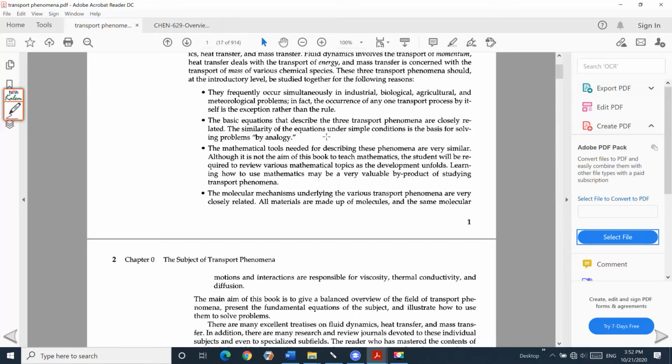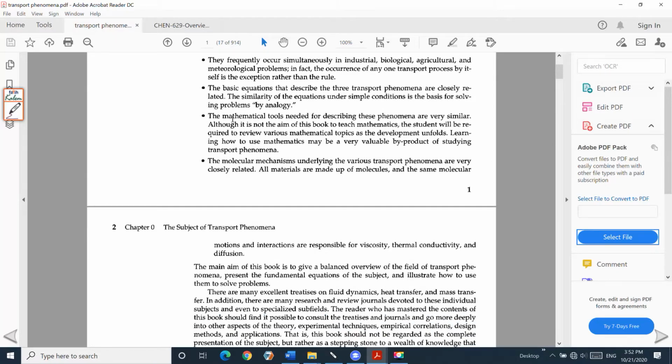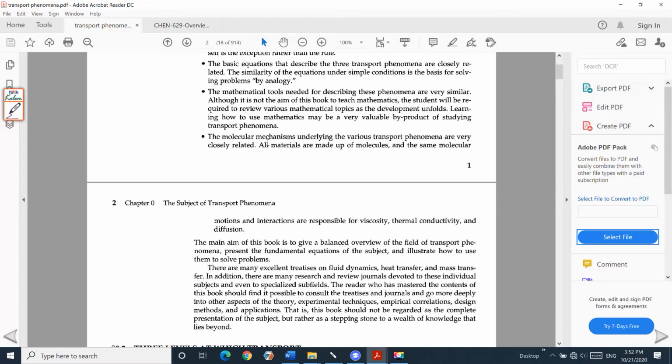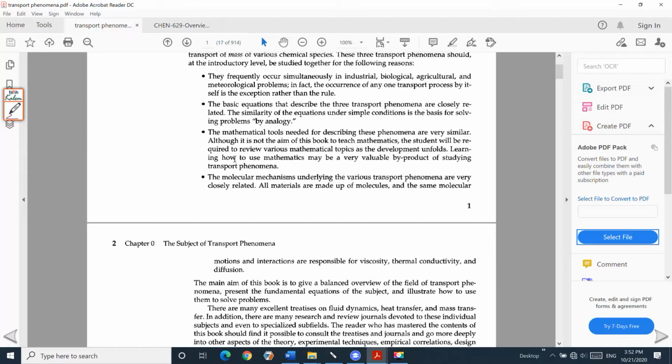And the second reason, the basic equations that describe all these three transport phenomena, mass, momentum, energy, are closely related to each other. We call this concept analogy. The other reason, the mathematical tools needed in this course to understand the basic physical phenomena are very similar to each other. The final one, the molecular mechanisms underlying the various transfer phenomena are very closely related to each other. Because of these four reasons, this book studied these three phenomena together: mass, momentum, and energy.